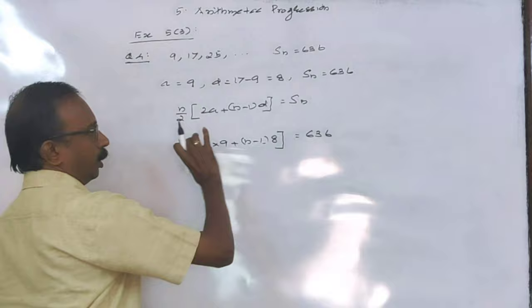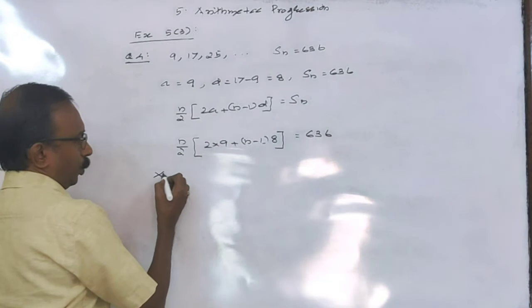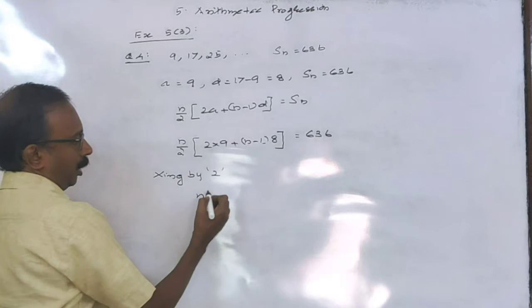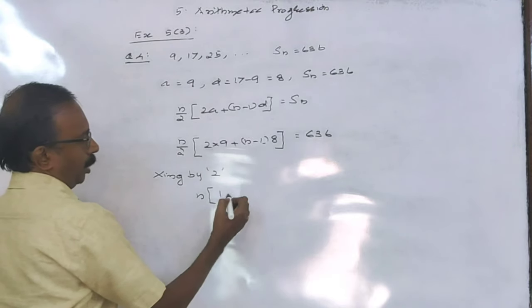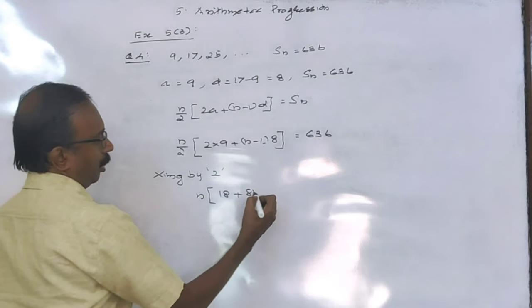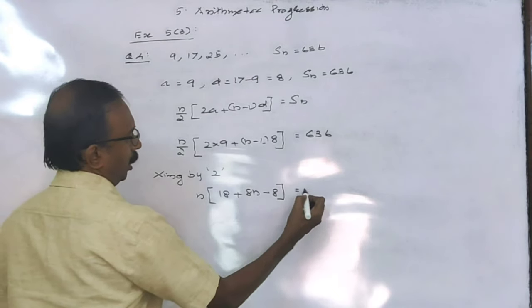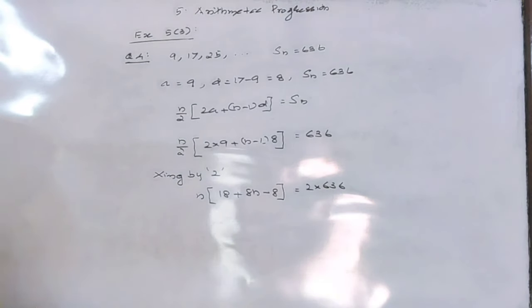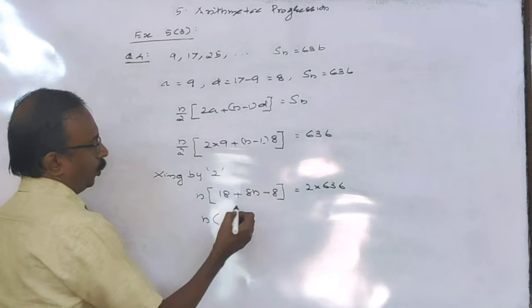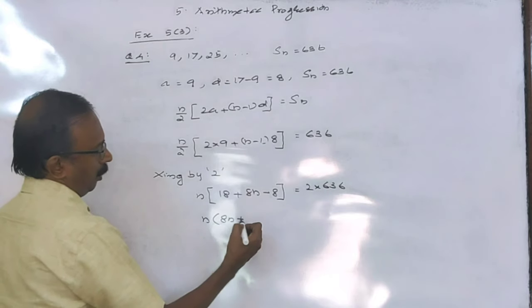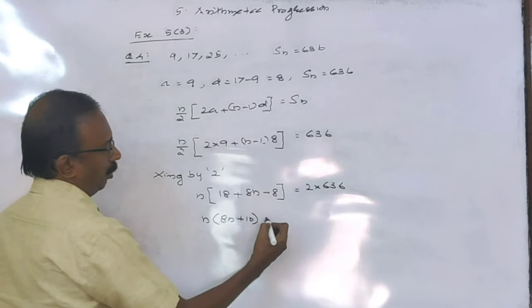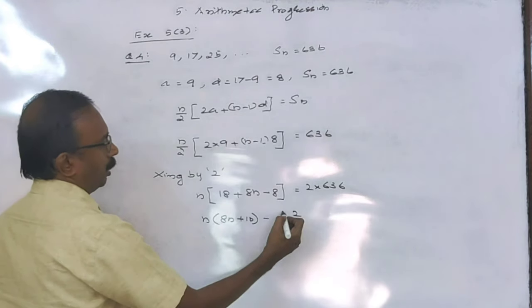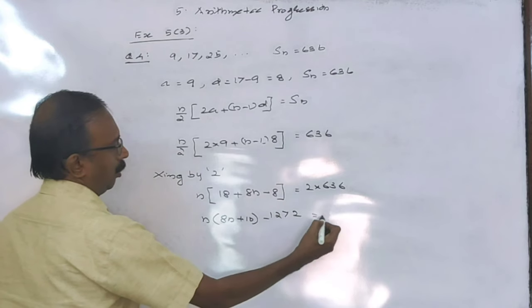Again, when I take the 2 on the other side to multiply, multiply by 2. So 2 into n into 18 plus 18 minus 8 is equal to 2 into 6, or 6. So n into 18 plus 10, minus the multiplier 12 6 and 7, is equal to 0.